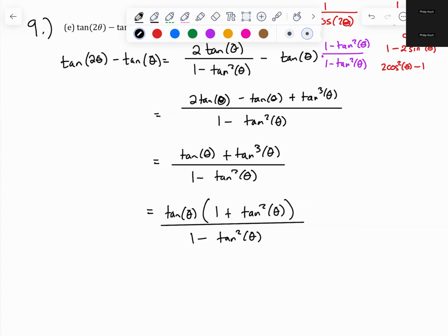I got the tangent theta done. So somehow I need to show that this is secant of 2 theta. Does that make sense? There might be another way. There are probably faster ways.